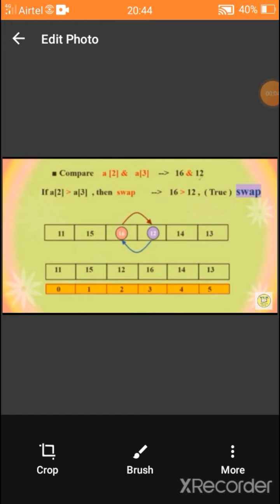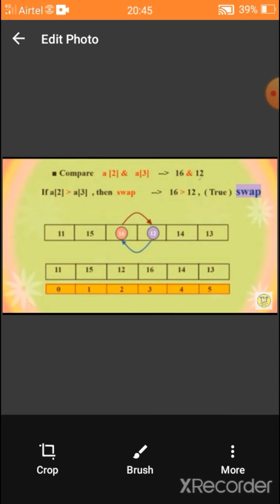So now we'll take the pair 16 and 12. Are they sorted? No. So a swap is required here. What is a swap? Interchange the numbers. That is known as swap. Now 12 goes to the second index position and 16 goes to the third index position. Is it clear? If the numbers are already sorted, a swap is not required. If they are not sorted, a swap is required.